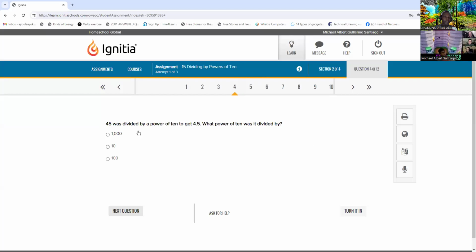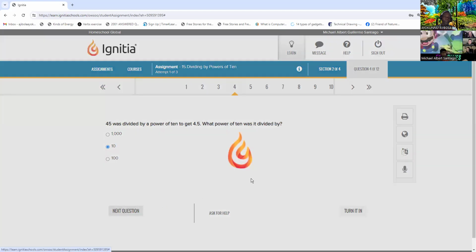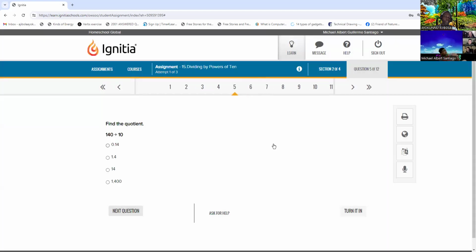Then 45 was divided by a power of 10 to get 4.5. What power of 10 was it divided by? 45 to 4.5, that is 10, right? Yes. Good. Check this one and tell me your answer, Vicky. 14. Good, 14. And what about this one, Biggie?